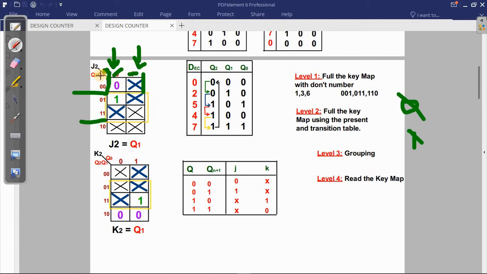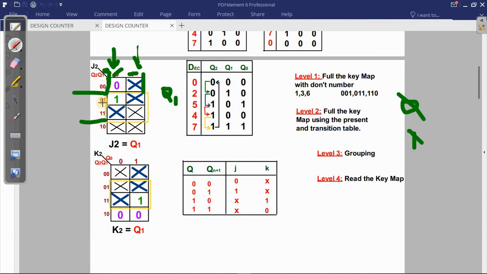So now I must check Q1. If I check Q1, you can see I have 1 and 1, 1 and 1. 1 doesn't cancel 1, only 0 cancels 1, which means I already have Q1 in my answer. Why Q1? Why not Q0? Why not Q1 not? Because Q1 loads 1 1. That's why. If it was loading 0 0, we would have Q1 not, but because it's loading only 1 1, that's why we have Q1.